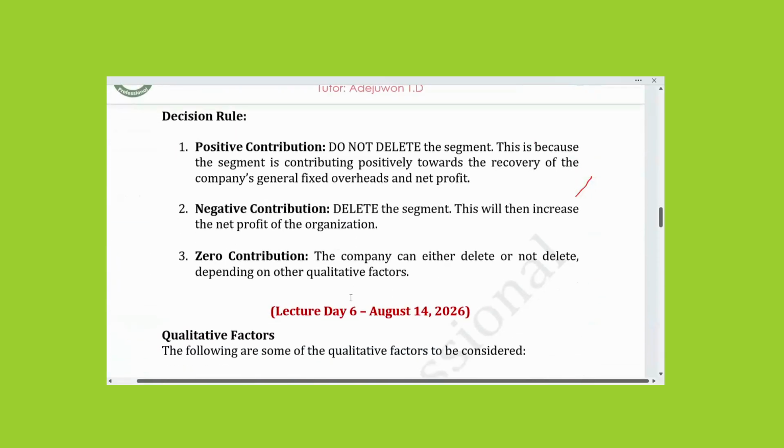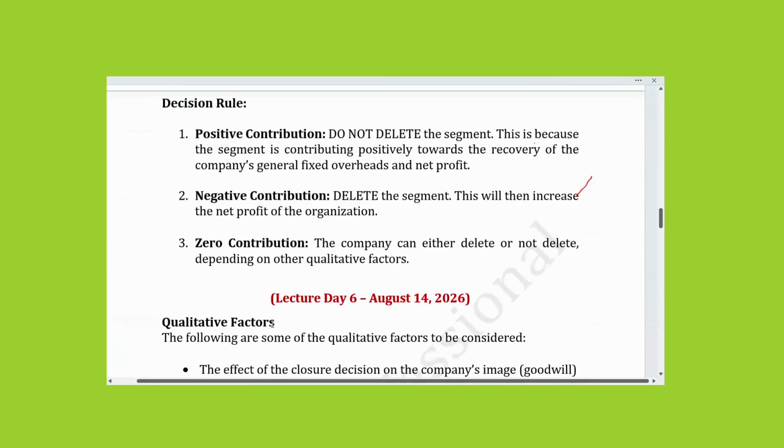Today, we are going to be discussing the qualitative factor arising from deleting of a segment. Then thereafter, we are going to have calculations. So I have plans. My plan is to complete deleting of a segment today. Then I will introduce make or buy decision. All other explanation relating to make or buy decision, we should be able to do it today, all things being equal.